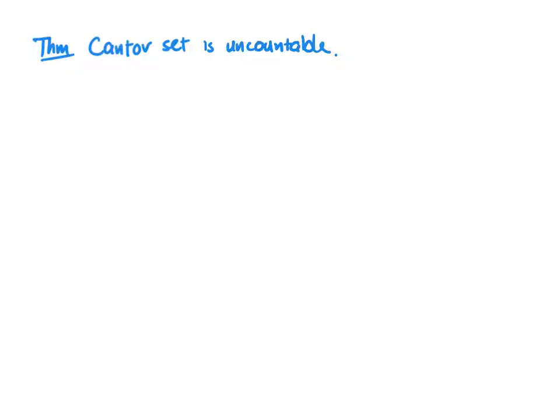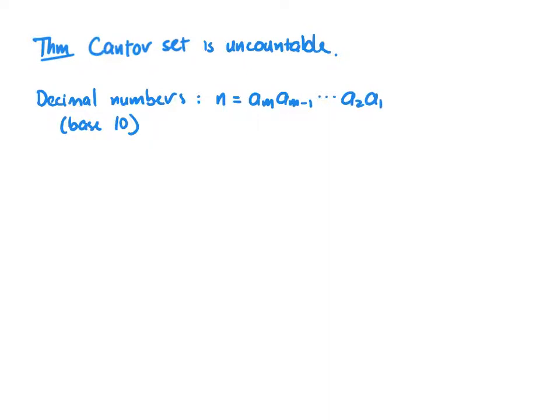So we need to talk about ternary numbers, which are base 3. So let's talk about decimal numbers first. So this is base 10. And this is really what we're used to, right? So let's say that we have n written in this way: a sub m, a sub m minus 1, all the way down to a2, a1, a0. And these are digits.